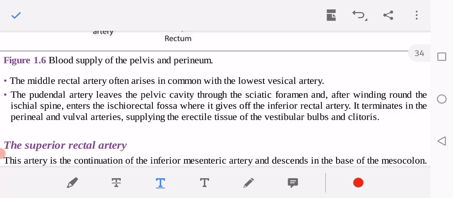The middle rectal artery often arises in common with the lowest vesical artery. And the pudendal artery leaves the pelvic cavity through the sciatic foramen, and after winding around the ischial spine enters the ischial fossa, where it gives off the inferior rectal artery, and it terminates in the perineal and vulval arteries, supplying the erectile tissue of the vestibule of the vulva and the clitoris.